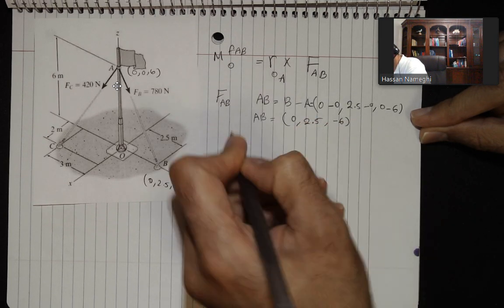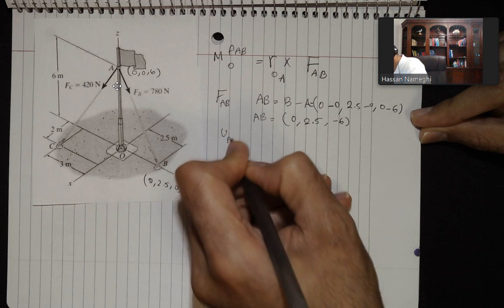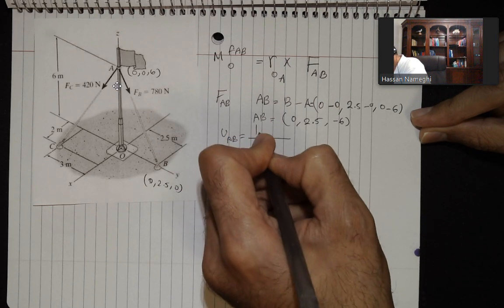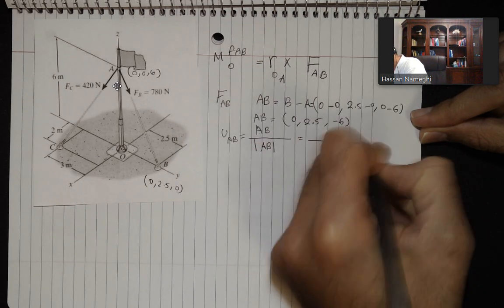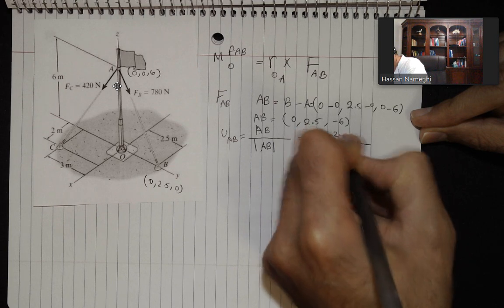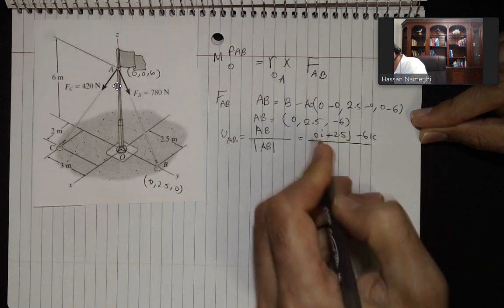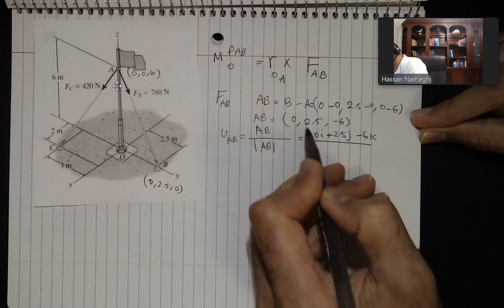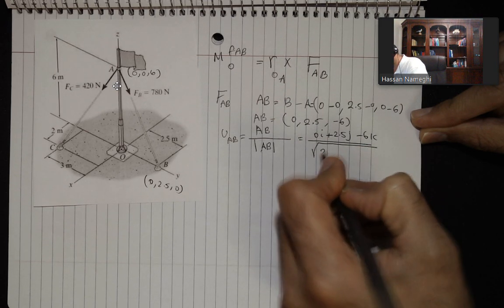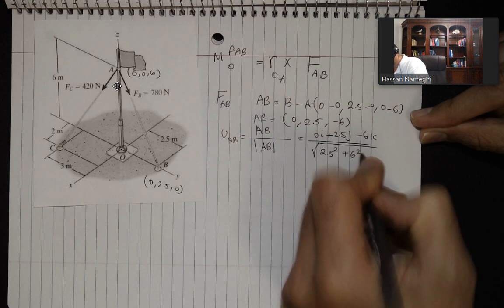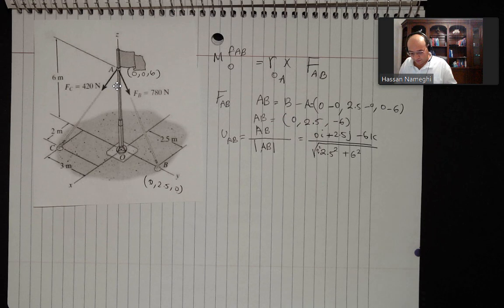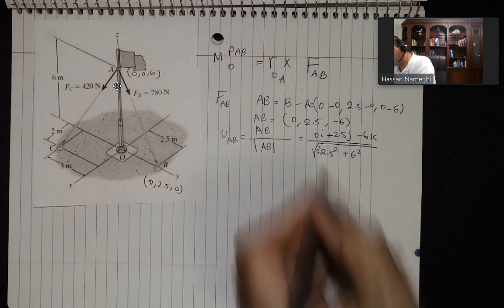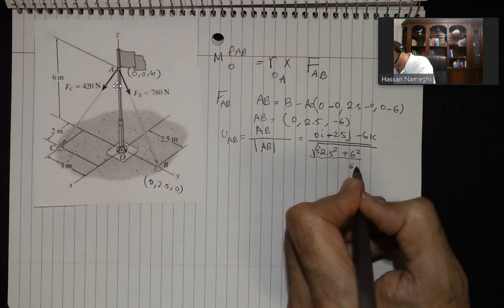Once you have AB, you get UAB, if you remember. UAB is equal to AB divided by the magnitude of AB. So AB is 0I plus 2.5J minus 6K. I'm repeating this on this line. And then over the magnitude of that, which is 2.5 to the power of 2 plus 6 to the power of 2 plus 0 to the power of 2. That's the length of that vector. If you simplify this, you're going to get 6.5 for it.